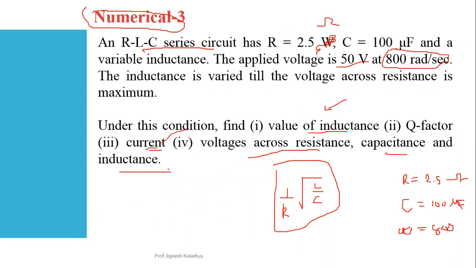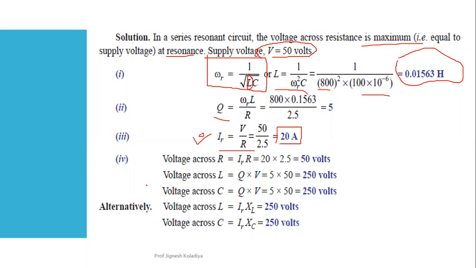And the fourth one that we have to find out is the voltage across resistance, capacitance, and inductance. So voltage across resistance is given by IR into R. Voltage across inductor is given by IR into XL, and across capacitance it is IR into XC. But XL and XC are not given. So yes, you can find XL first based on 2 pi FL.